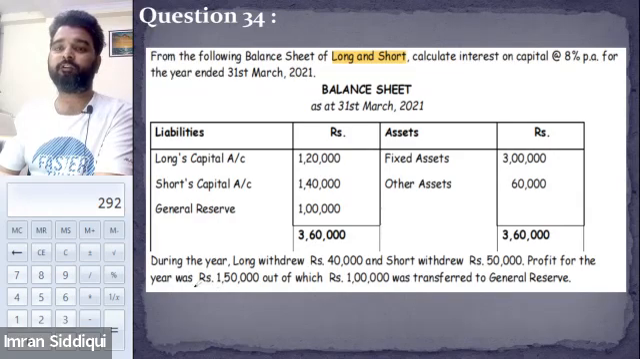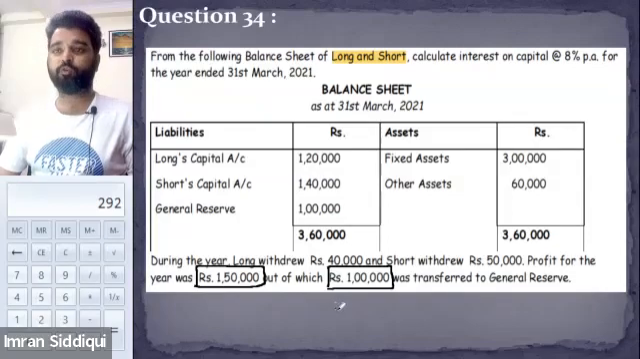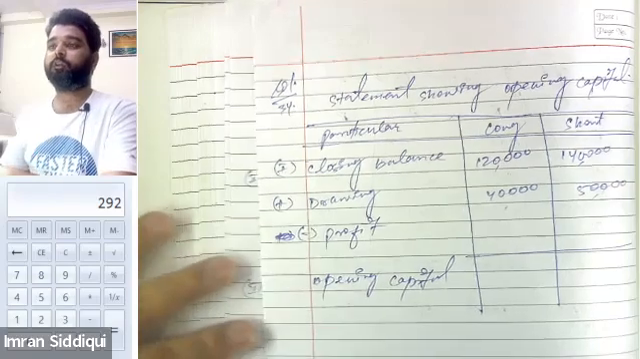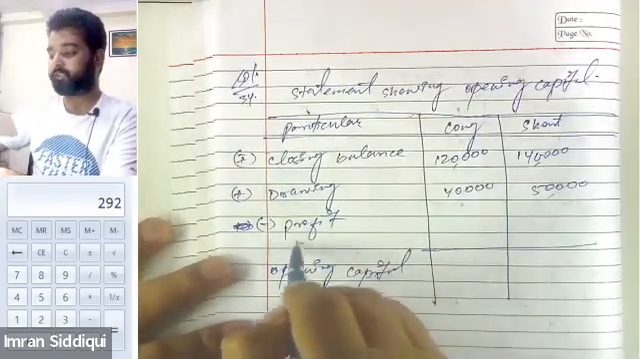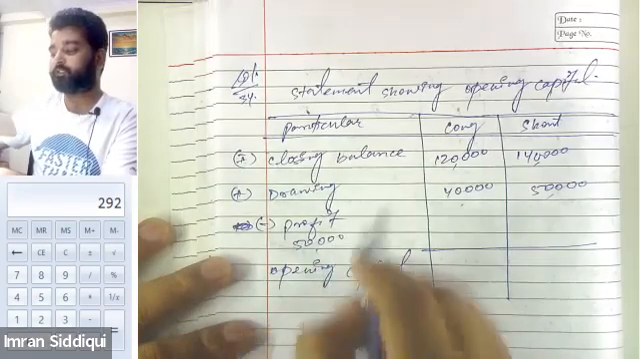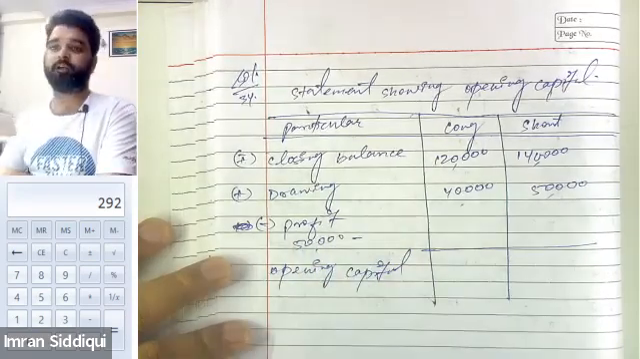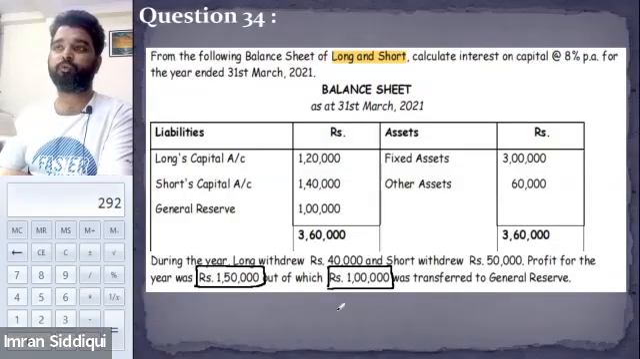See, the total profit generated by the firm was 1,50,000, undoubtedly. But out of 1,50,000, we have made a reserve of 1 lakh. That means only 50,000 must have been divided among the partners. So we will have to subtract 50,000 from the closing capital to find the opening balance. But this 50,000 must have been divided among the partners in the profit sharing ratio.